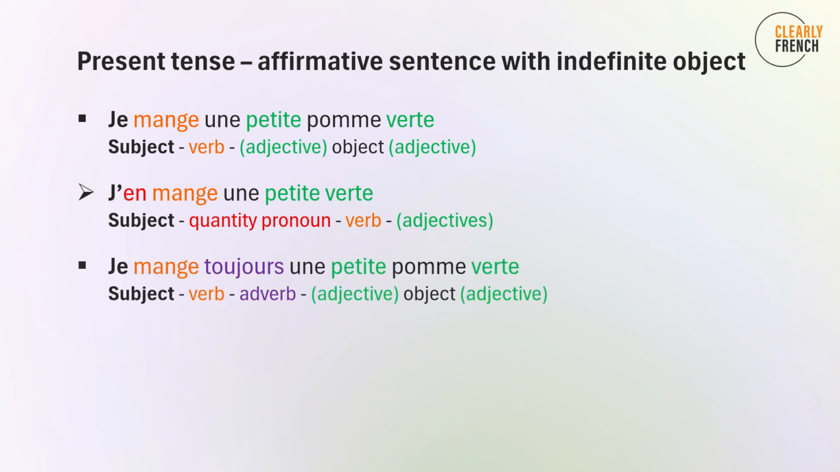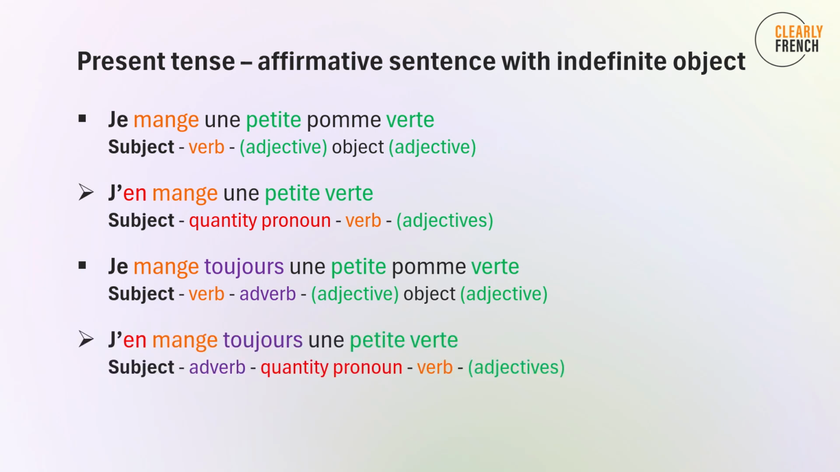Je mange toujours une petite pomme verte. I always eat a small green apple. This time we've slotted in the adverb straight after the verb. You can never ever say in French, I always eat. It's I eat always. You have to state what you're doing and then how often follows. J'en mange toujours une petite verte. I always eat a little green one. Again, you need the en for the one of them, and it leaves the two adjectives side by side. The adverb is still in the same place, after the verb.